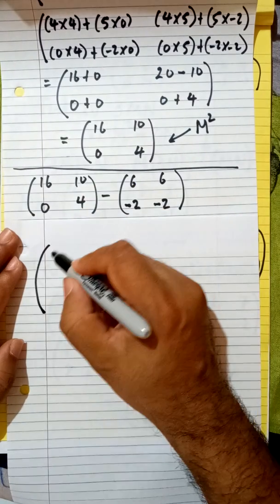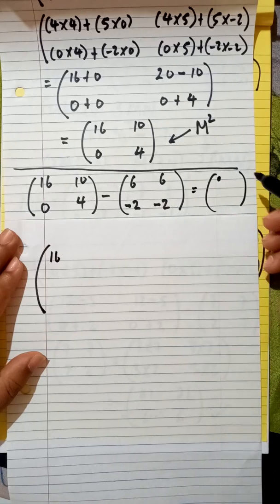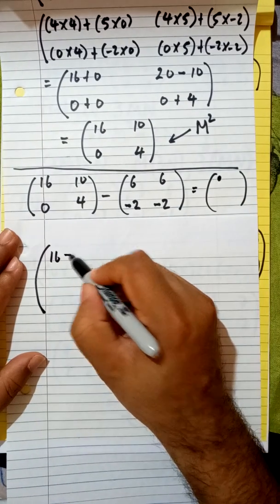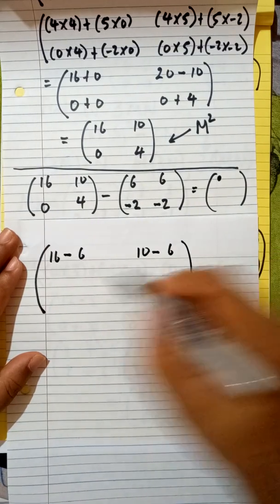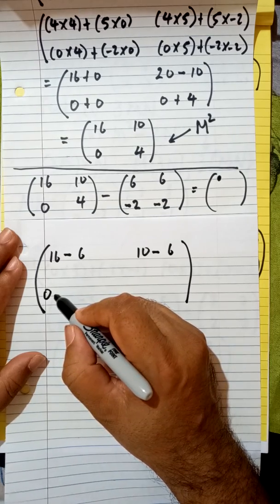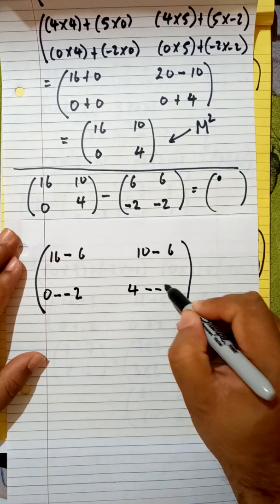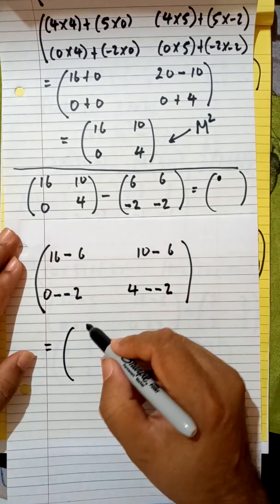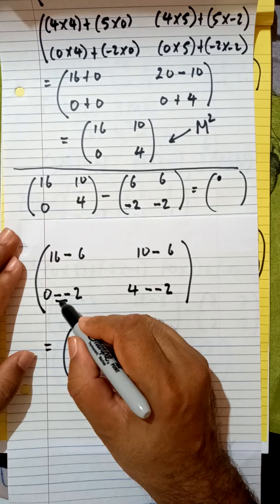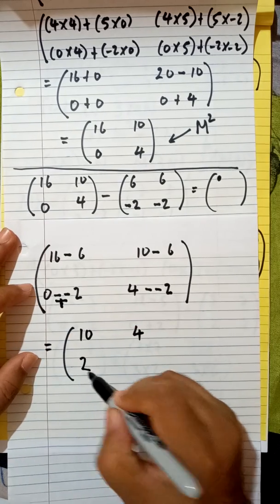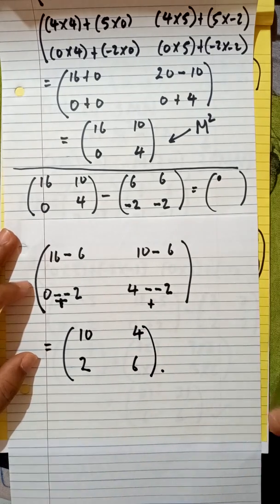All right, so right here we're going to have 16. I'm going to show you how to get this number here. So it's going to be 16 take away 6, 10, subtract 6, 0, subtract 2, 4, subtract 2. So we end up with 10, 4. These two negatives here will give you a positive. So that's just 0 plus 2, which is 2. And this is just 4 plus 2, which is 6. And that is your answer.